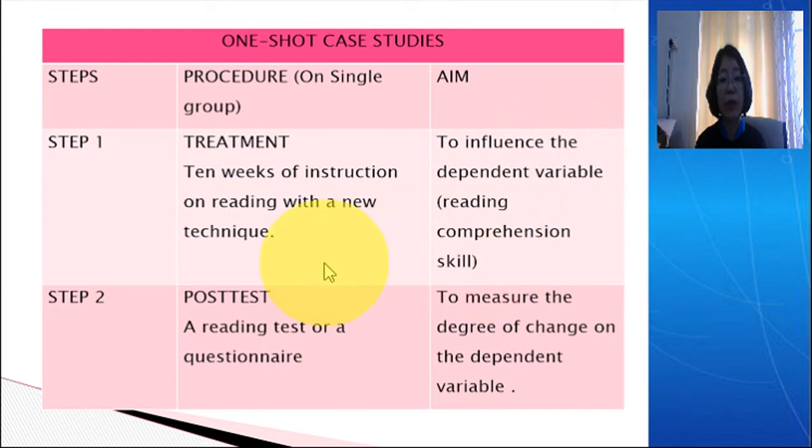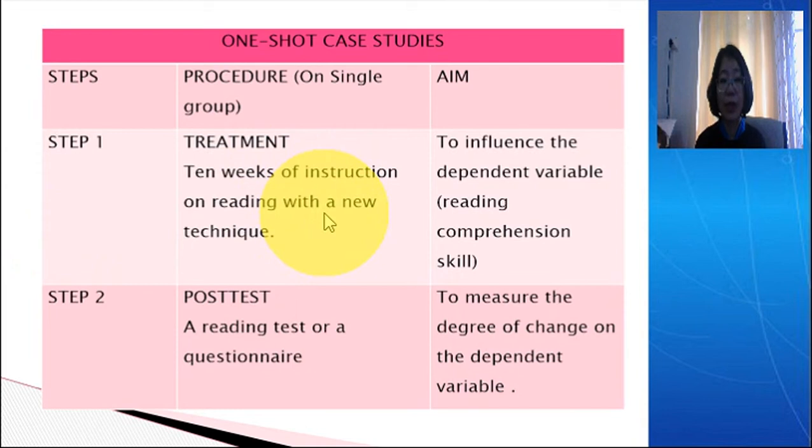Let us say we are conducting the experiment on class 5 students. Then after 10 weeks, we conduct a post-test, and a reading test or questions are used to see the result of the learners. The aim is to measure the change in the dependent variable. What is the dependent variable? Reading comprehension skill. What is the treatment? The new technique of reading instruction is the treatment.